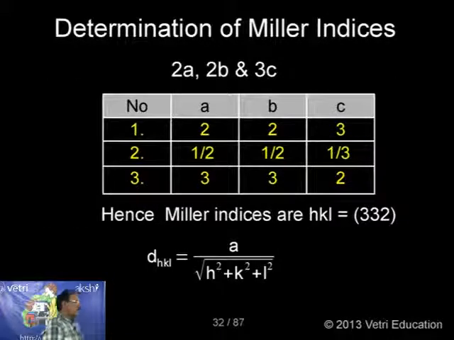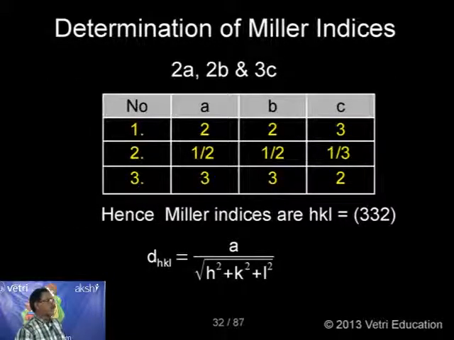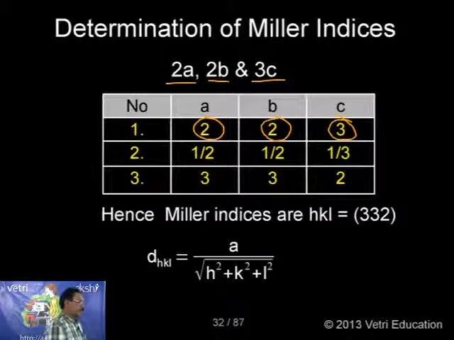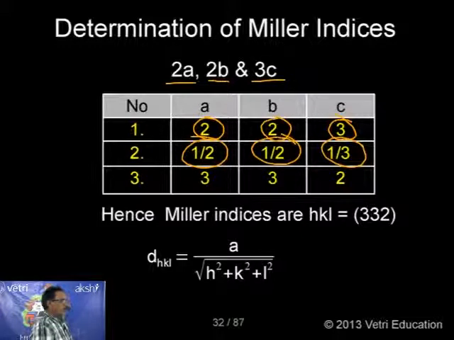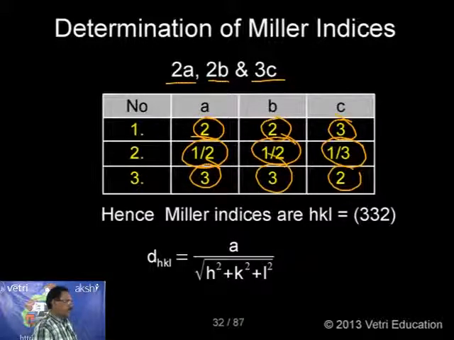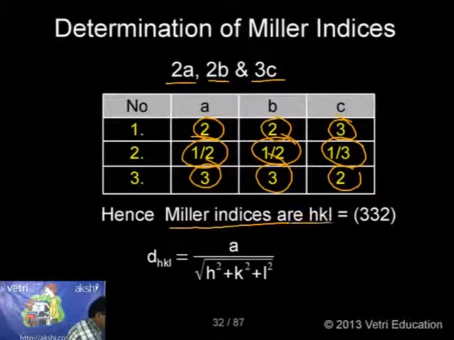Now I am giving 3 examples to calculate Miller indices. In the first case, I am taking 2A, 2B and 3C intercepts: A equal to 2, B equal to 2 and C equal to 3. So under A I enter 2, under B 2, under C 3. Then I take the inverse: 1 by 2, 1 by 2, 1 by 3. Taking 6 as the common factor, we get 3, 3, 2. Hence the Miller indices hkl are given within brackets as the (3 3 2) plane.